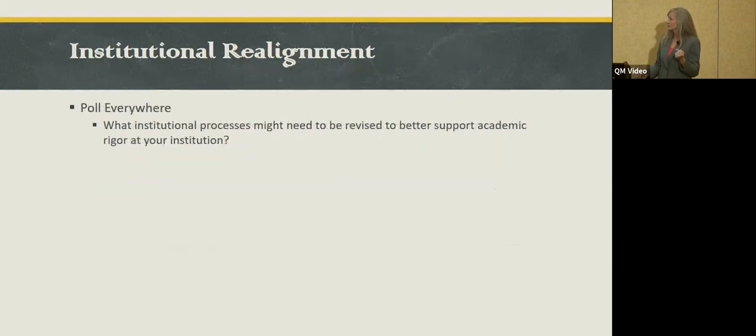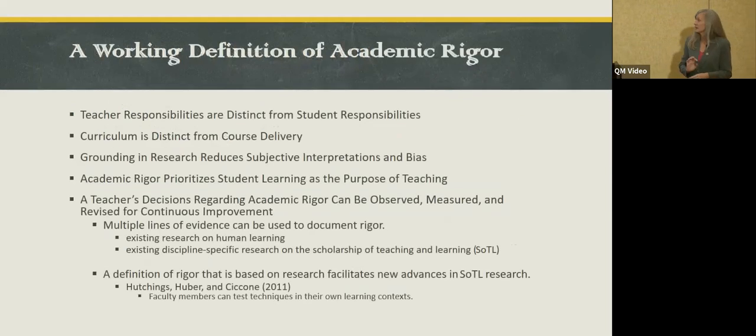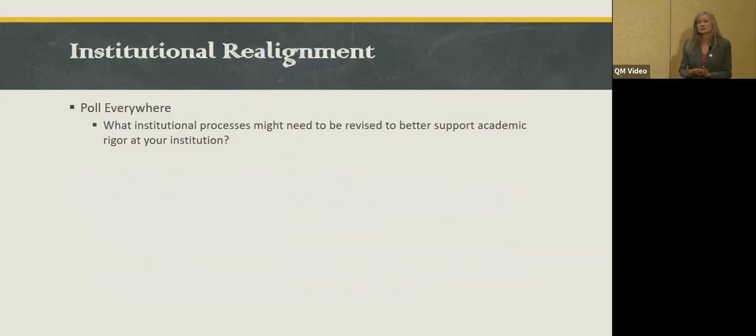rigor situated in the learning context, distinguishing teacher and student behaviors. What kind of processes, you may have to look because it's hard to see, what kind of processes at your institution might need to be clarified to better support student learning if it really is based on creating a learning context and having students create their own understanding?